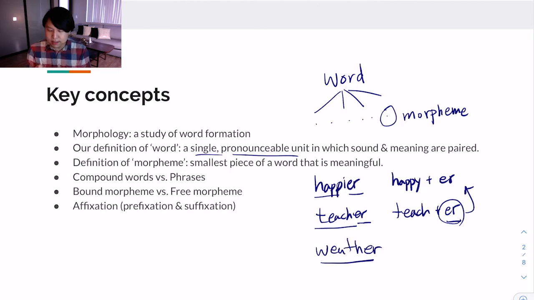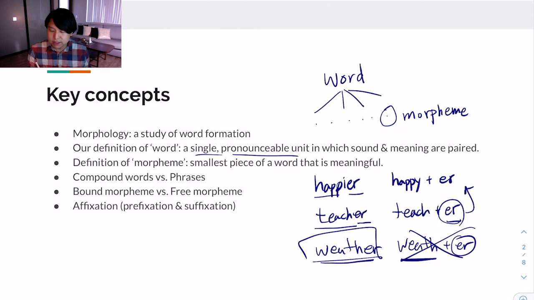And this time, it does not consist of "with" and "because", because there's no such word as "with". It doesn't mean anything. It's just a part of a single morpheme, weather. So it's a one morpheme word, while happier and teacher are two morpheme, bimorphemic words.